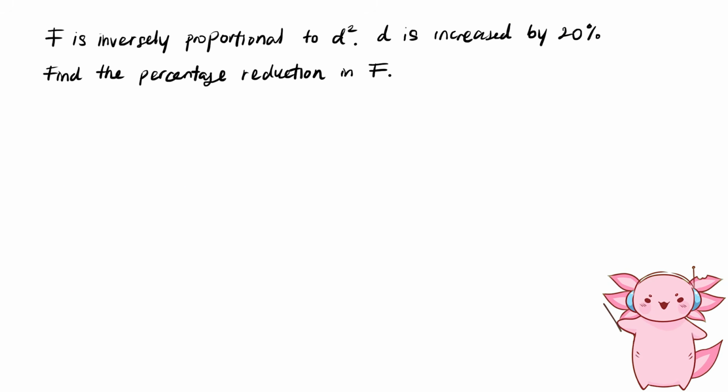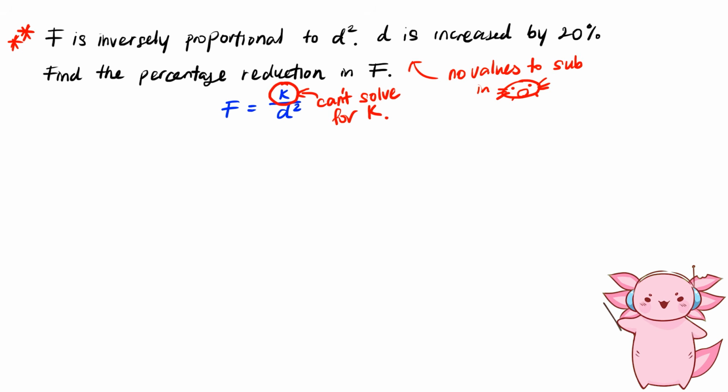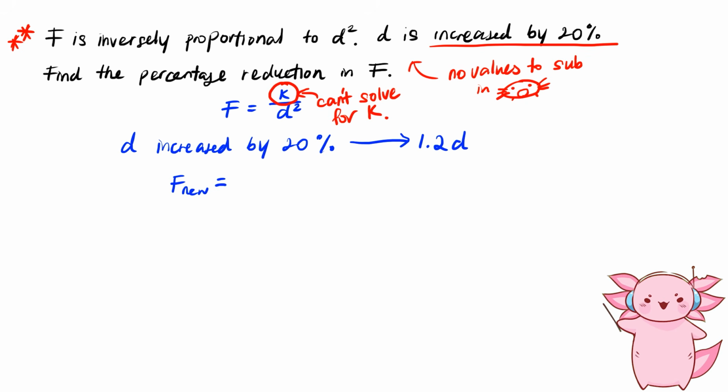Okay, this is probably one of the most difficult O-level questions I've seen for this topic. So let's try to write out the equation first, and you can kind of see that you can't really solve for the value of k because this question doesn't give you the values of f and d to sub in.